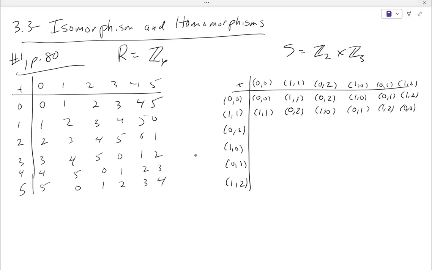Ordinarily, I probably wouldn't have put them in that order. I probably would have done 0, 0, 0, 1, 0, 2, 1, 0, 1, 1, 1, 2, or something like that when I was creating the table, just to try to be a little bit more systematic about how the direct product worked.